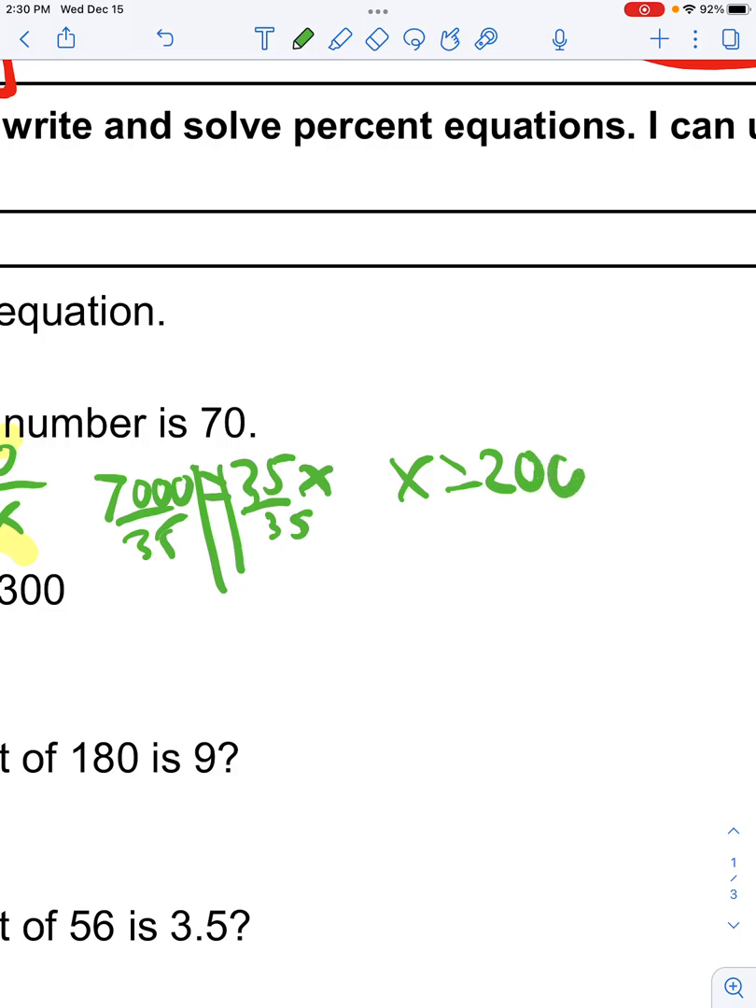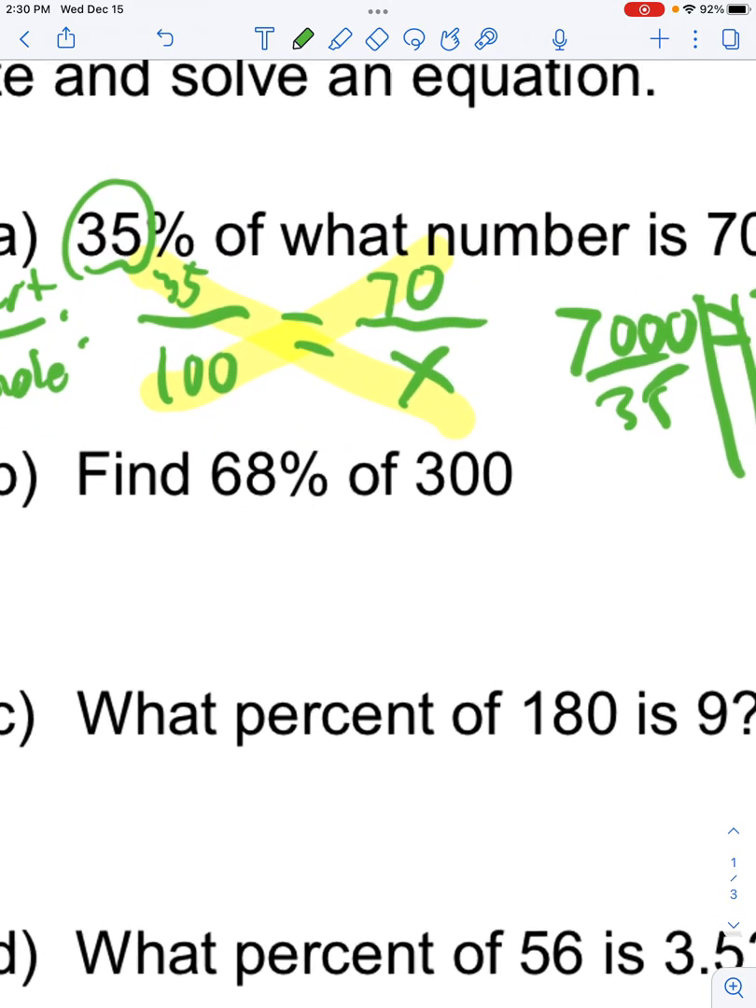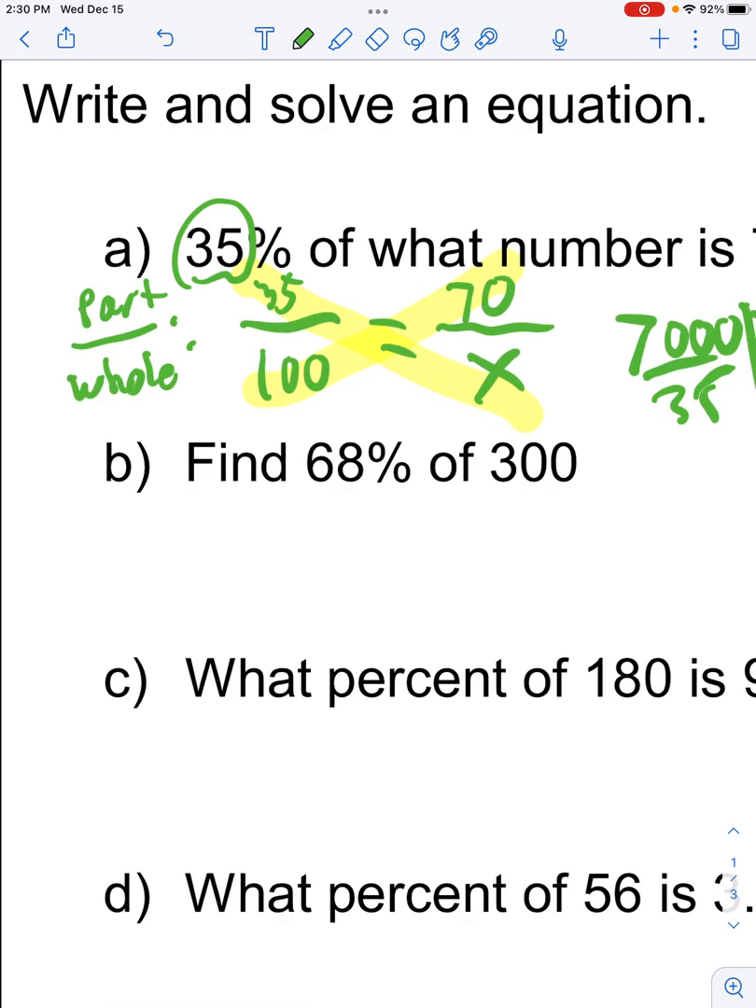And you get x equals 200. So the answer for this one, 35% of what number is 70? 70 is 35% of 200. That's another way to say it.